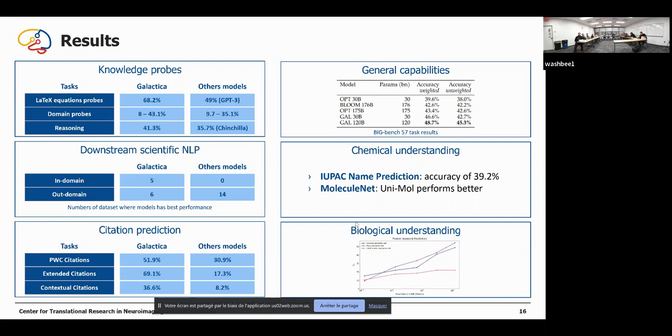They tried to evaluate the Galactica capabilities on three main tasks. Being able to retrieve some LaTeX equations. The second was being able to answer some scientific questions, and also the reasoning task is about the capabilities of the word tokens. So Galactica was able to outperform all the other models on those three tasks.